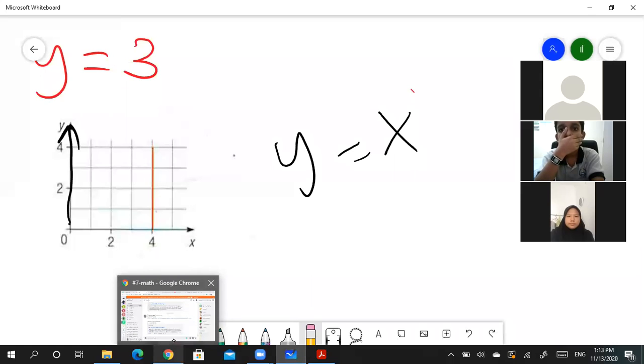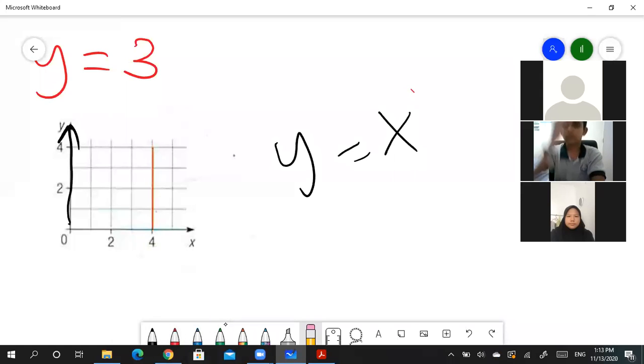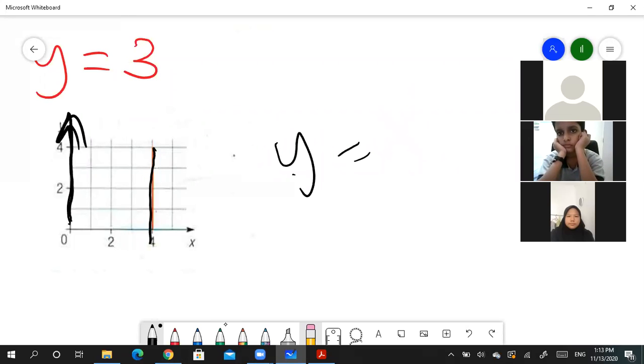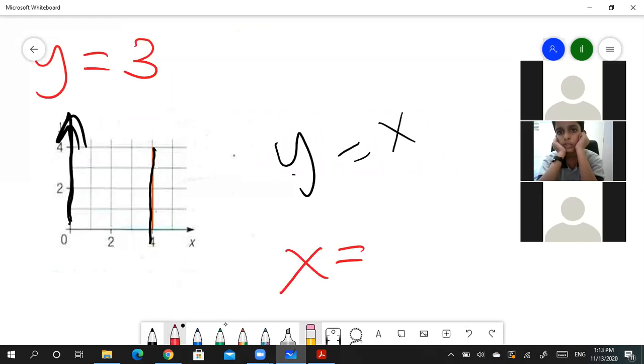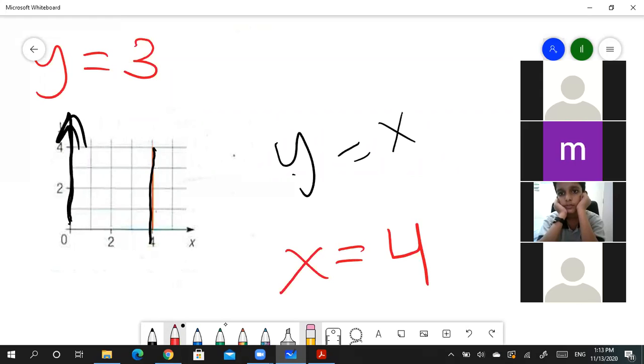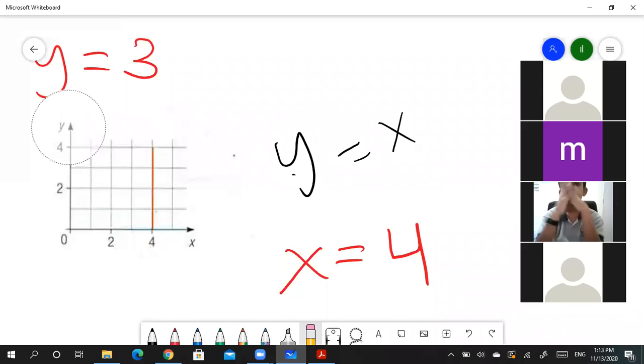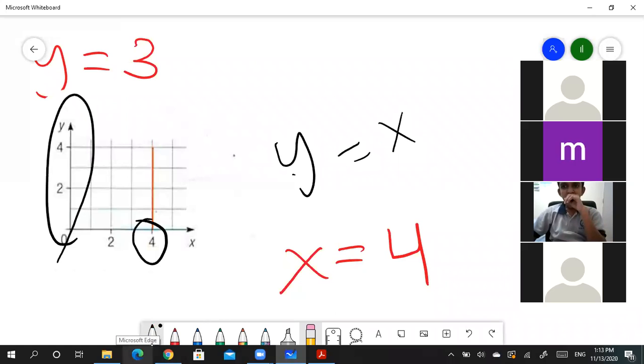Clear? Now, can we describe y in terms of x? We cannot, because y has different values for this line, right? So we cannot say y equals, for example, something in terms of x, but we can say x equals 4. Yes, the function of this line is x equals 4, because we have only one value of x for all the values of y.